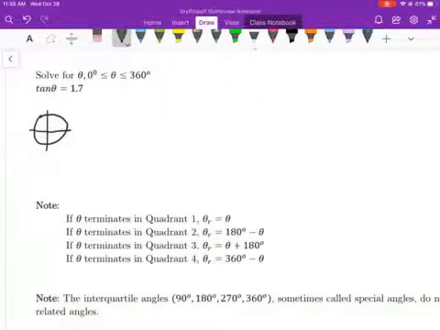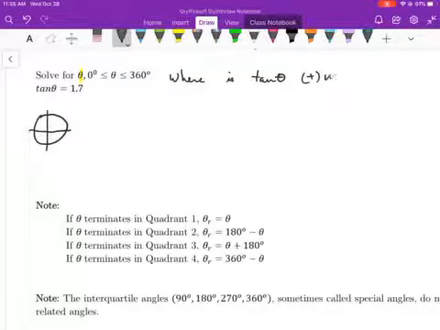So I'm going to begin this question. We're going to solve for theta. We're looking for all angles theta between 0 and 360, within one revolution, that have a tangent ratio of 1.7. Now, note that tangent is positive, so a good leading question is, where is tan theta positive?